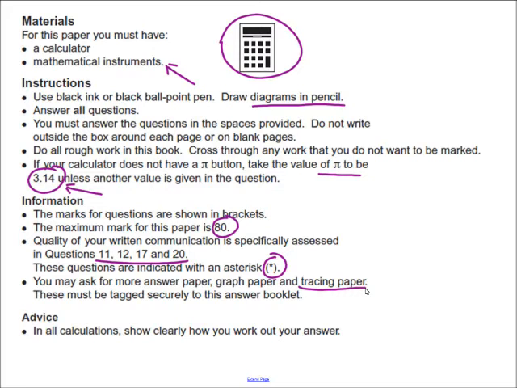In the advice, the most important piece of advice for the whole exam is show clearly how you work out your answer. There are more marks for the working out than just writing the correct answer on the answer line. If all you do is write the correct answer on the answer line, you will fail this exam badly, and we don't want you to fail it, we want you to pass. So show your working out.